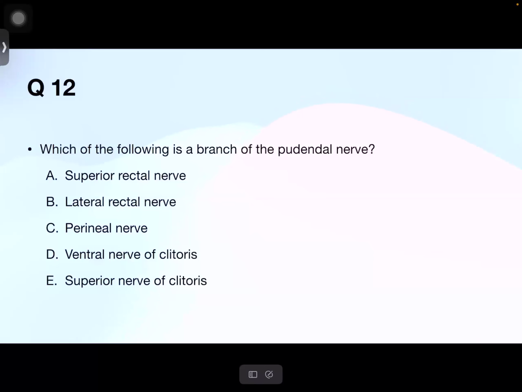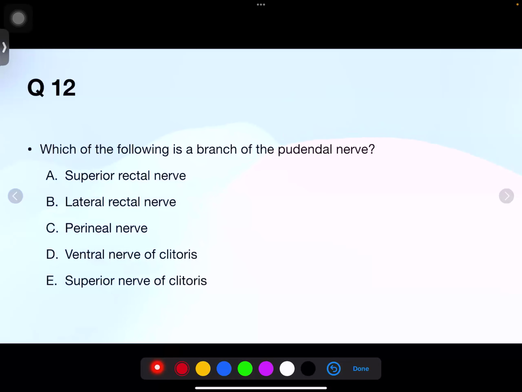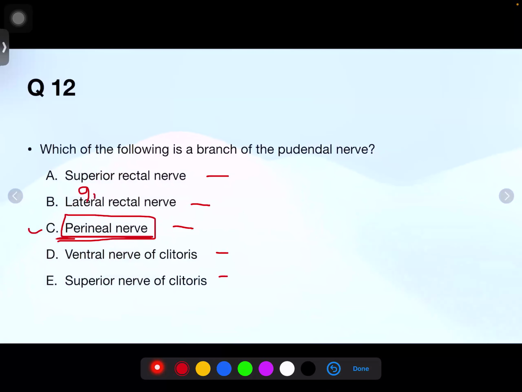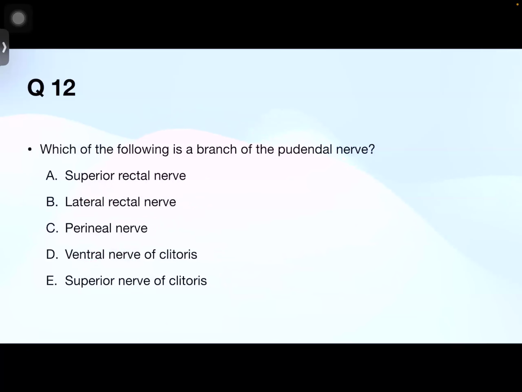Which of the following is a branch of the pudendal nerve? Superior rectal nerve, lateral rectal nerve, perineal nerve, ventral nerve of clitoris, or superior nerve of clitoris? Perineal nerve, yes. The inferior rectal nerve is also a branch, and then the dorsal nerve of the clitoris. These three, with the perineal nerve, are the important branches of the pudendal nerve.